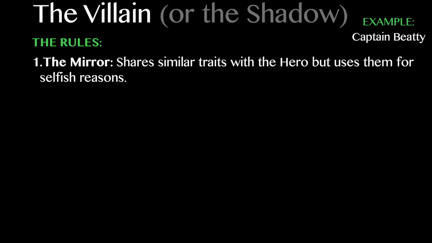The rules are, number 1, the mirror, some people would call it. So our example will be Captain Beatty if we're sticking with Fahrenheit 451. Captain Beatty shares similar traits with the hero. They're both firemen. They've both been doing it a long time. But the villain, or the shadow, uses the same kind of traits for selfish reasons. So they're similar to the hero. At least that's what makes a lot of really interesting villains, is that they've got something in common with the hero, whether they like it or not, whether the hero likes it or not.